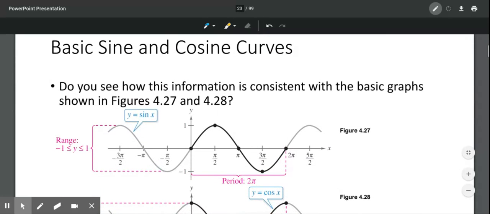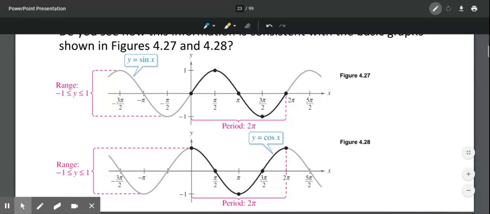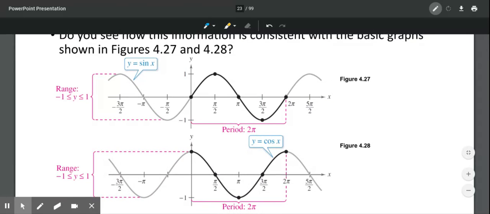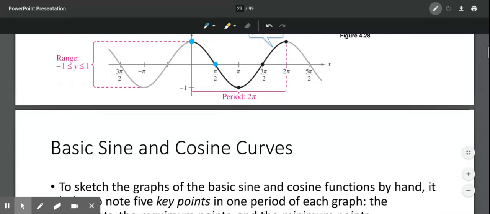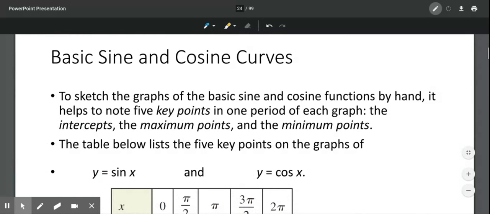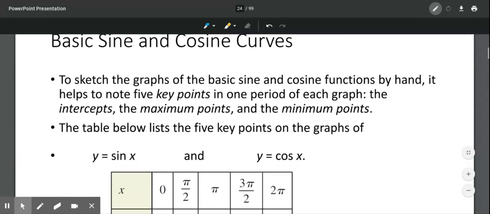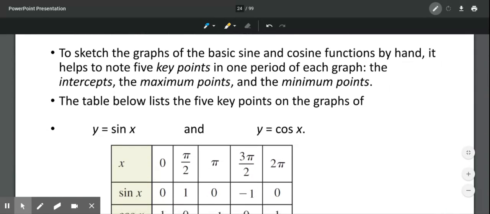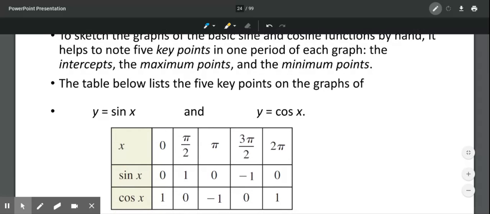And so then again, that information we just talked about, and we're looking at these two graphs. For me, when I'm graphing sine and cosine, I just remember that sine starts at the origin and goes up to 1, and cosine starts at 1 and goes down to the origin. So you have to just remember where each of them start, or use your unit circle values. All right, to sketch the graphs, we've talked about this already a little bit. You can sketch those key points on your axes.